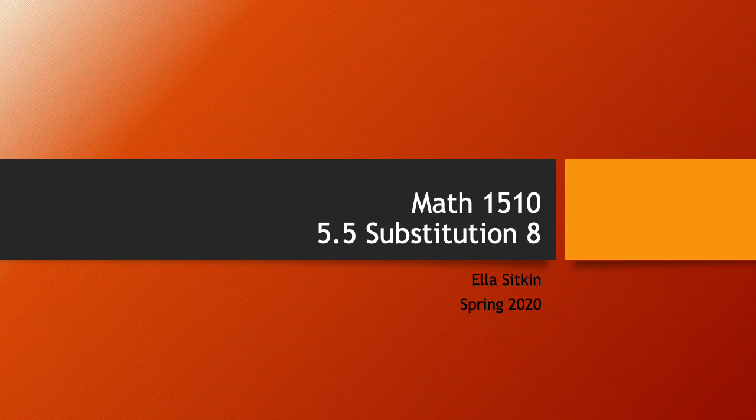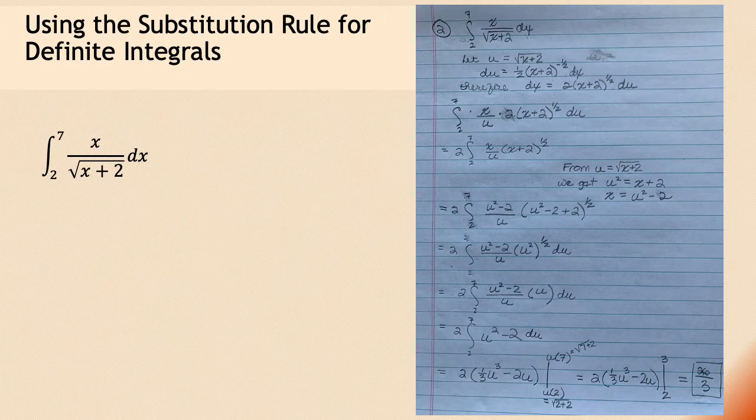Final example of using substitution to evaluate definite integrals. We have the integral from 2 to 7 of x over the square root of x plus 2. So let's take a look at this and see what we can do with it. What I've done is I've gone ahead and let u equal the square root of x plus 2.